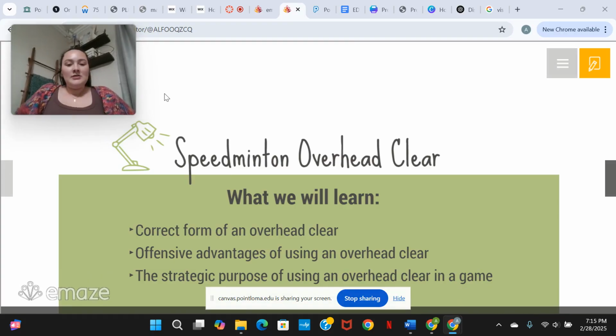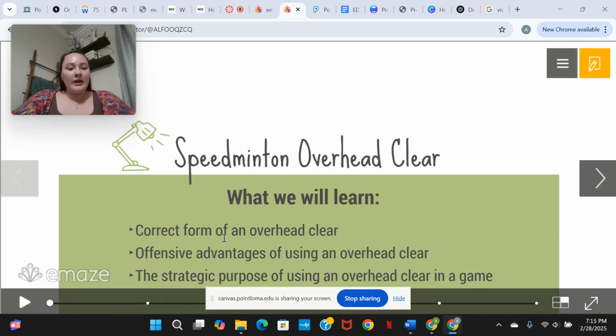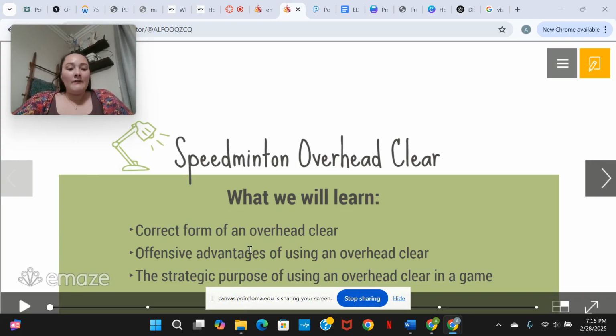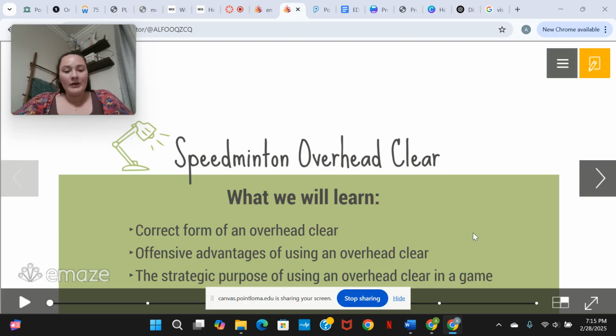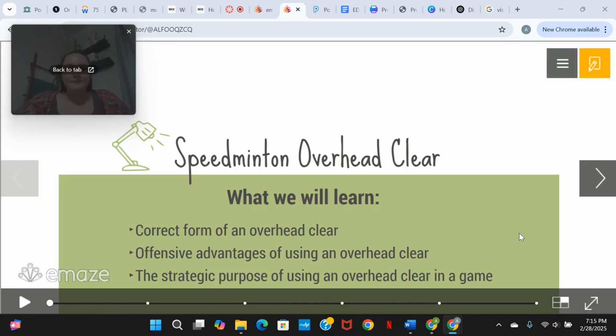All right. So for today's flipped lesson, we are going to be learning about the Speedminton overhead clear. What we're going to learn today is correct form of an overhead clear, the offensive strategies or offensive advantages of using an overhead clear, and the strategic purpose of using an overhead clear in a game.